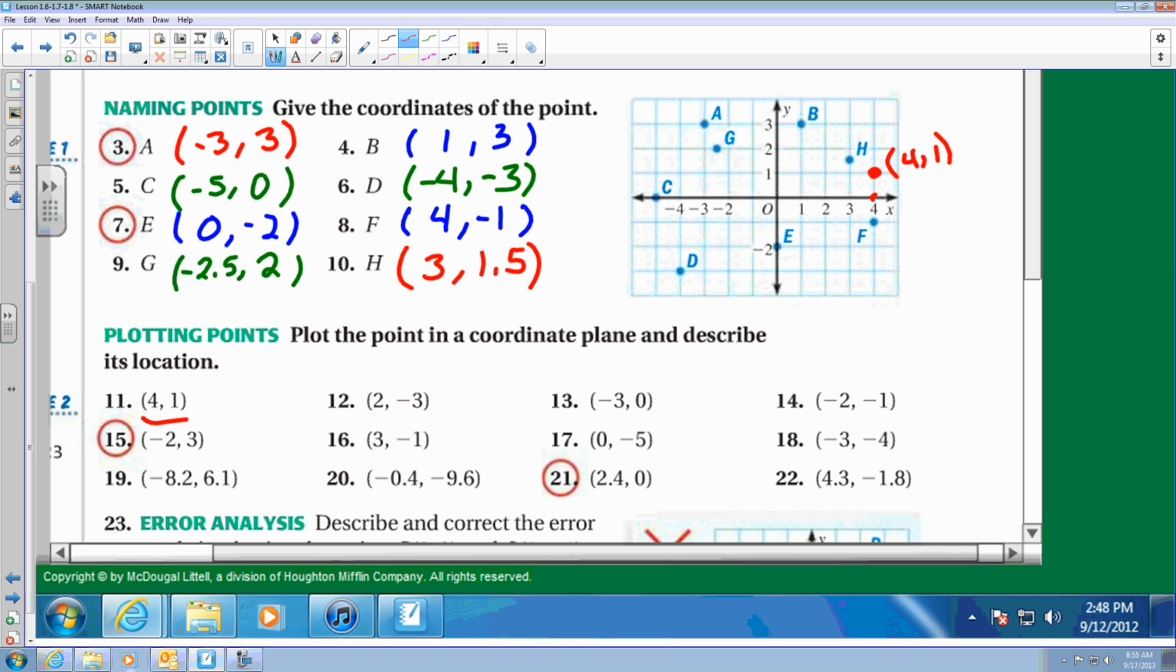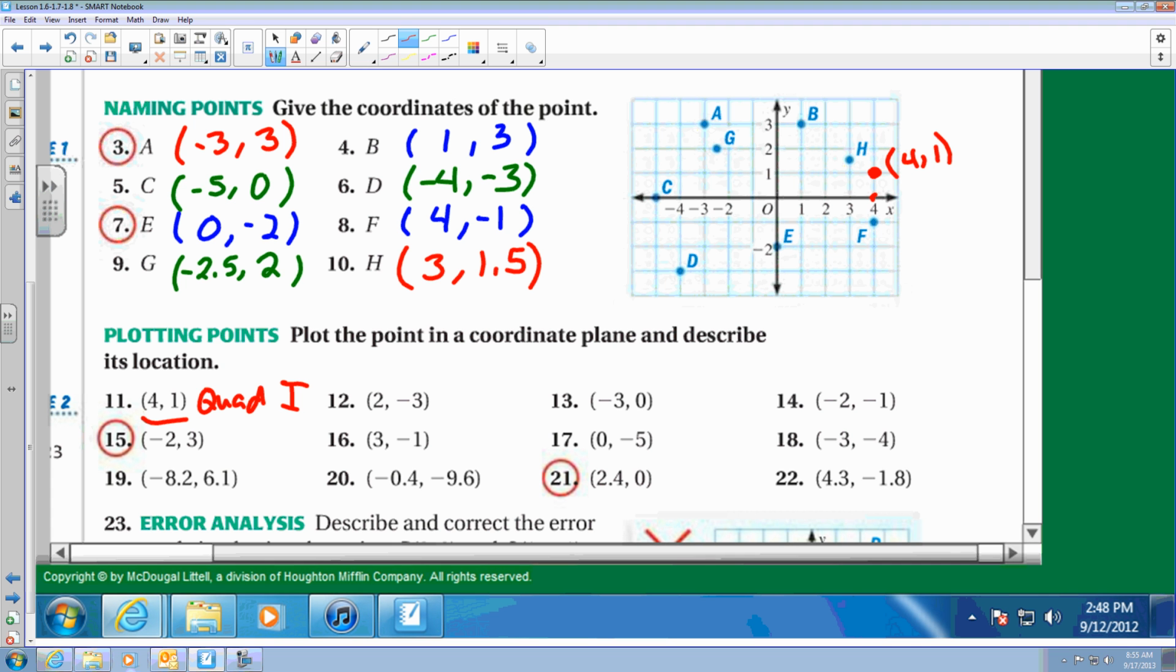And then like what I talked about on the page before, it's asking you to describe the location. So it could be in 7 places. It could be in quadrant 1, quadrant 2, quadrant 3, or quadrant 4. It could be on the x-axis. It could be on the y-axis, and it can also be on the origin. So since it has both a positive x and a positive y coordinate value, I can say that this is in quadrant 1.